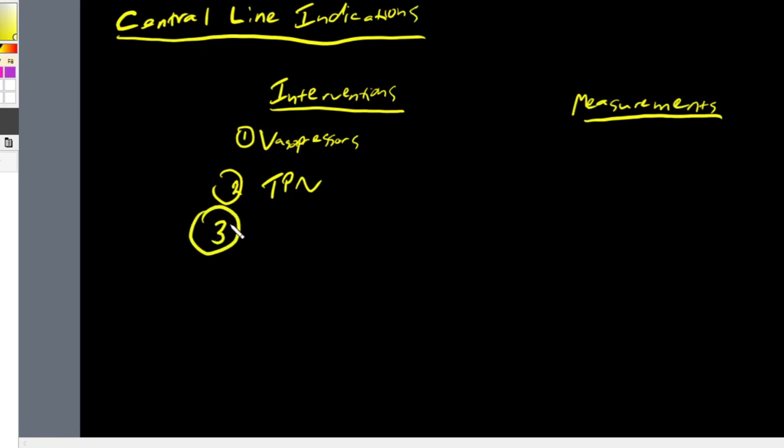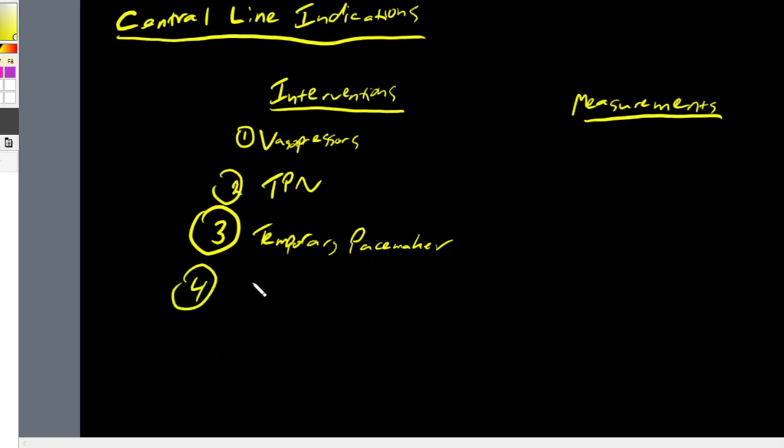The third indication for a central line is if you're placing a temporary transvenous pacemaker. So in some conditions like sick sinus syndrome or procedures like TAVRs, you will place a central line in order to temporarily pace the heart.